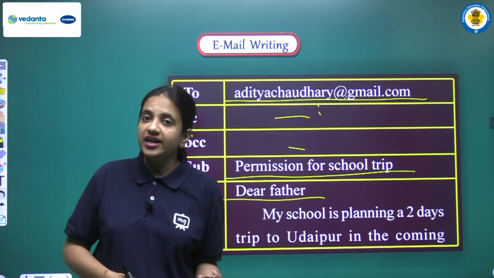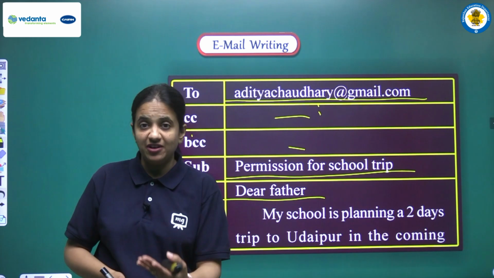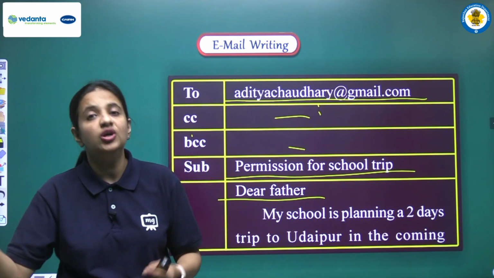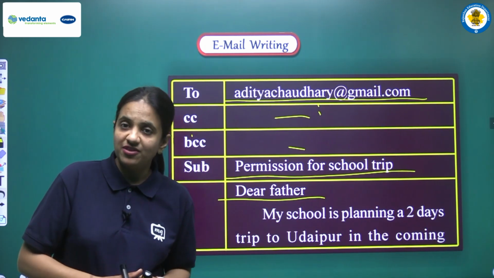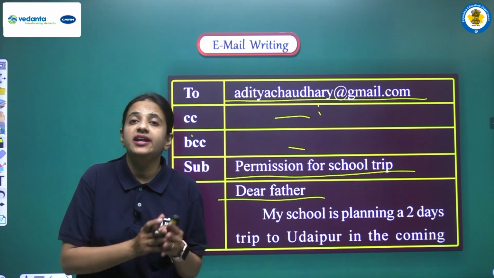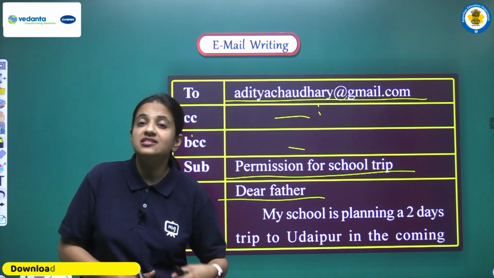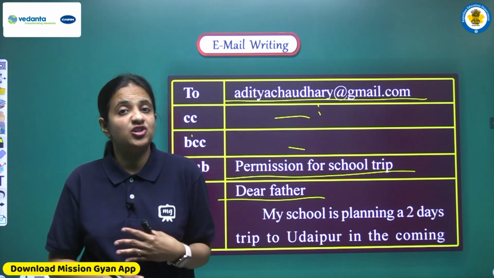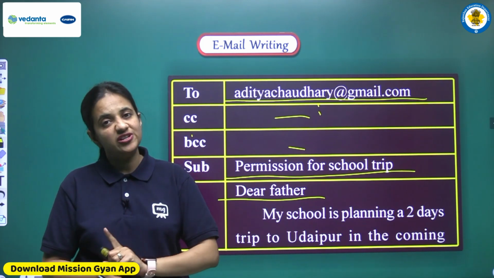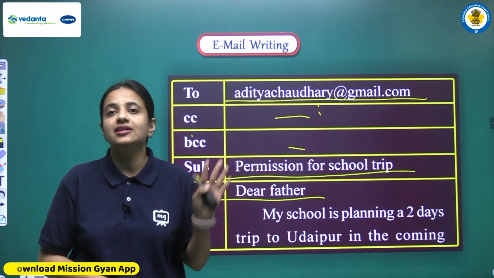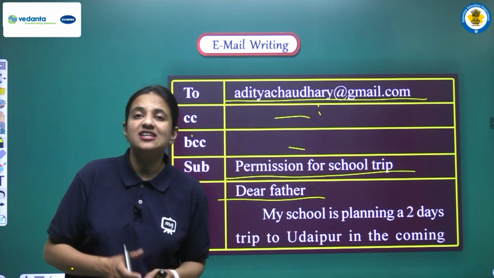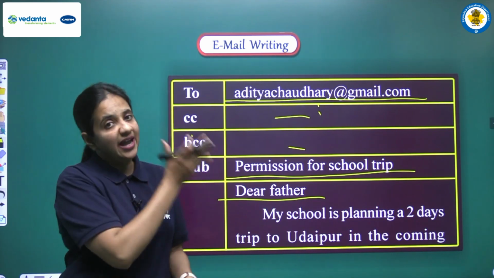It can be 1 day, it can be 2 days, it can be 5 days, or it can be 1 week also. So that also we have to inform our father. So we have to give detailed information to our parents, then only we can ask for their permission. Clear? So our school trip is going to Udaipur, that is given to us in the question, but we have to add some additional details also. So that we are doing here.